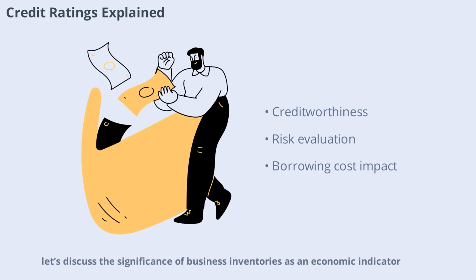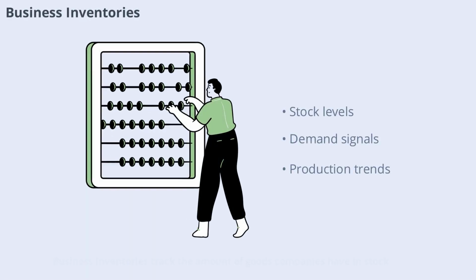Next, let's discuss the significance of business inventories as an economic indicator. Business inventories track the amount of goods companies have in stock. Rising inventories may indicate slowing demand, while declining inventories can signal strong sales. Investors monitor inventory levels to anticipate changes in production and sales trends. This information helps them identify potential opportunities or risks in various sectors.